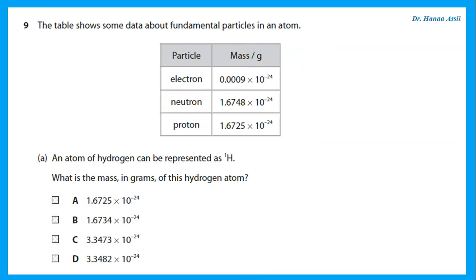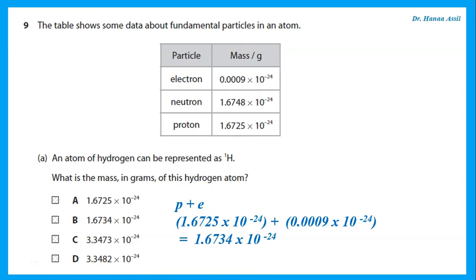The table shows some data about fundamental particles in an atom. An atom of hydrogen can be represented as H with a mass number of 1. What is the mass of this hydrogen atom? Now remember that the hydrogen atom has 1 proton and 1 electron. So the mass given in the table of the proton plus the mass of the electron would be the total mass of the hydrogen atom.